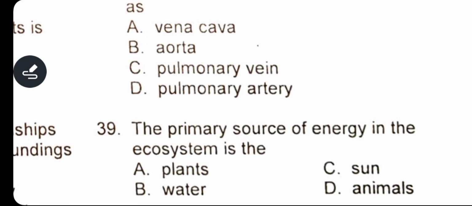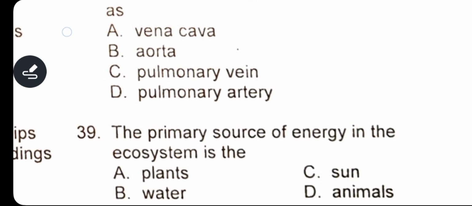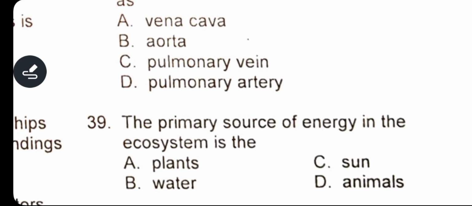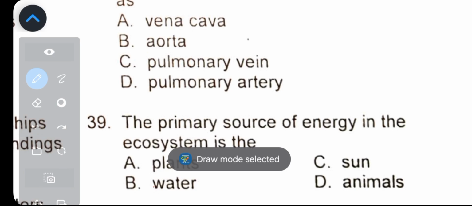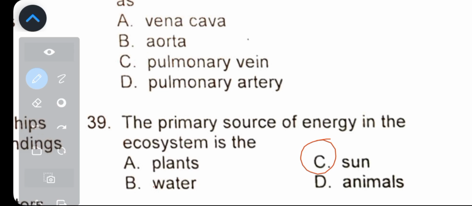Question 39. The primary source of energy in the ecosystem is the A. Plants, B. Water, C. Sun, D. Animals. The answer to question 39 is C. The sun.